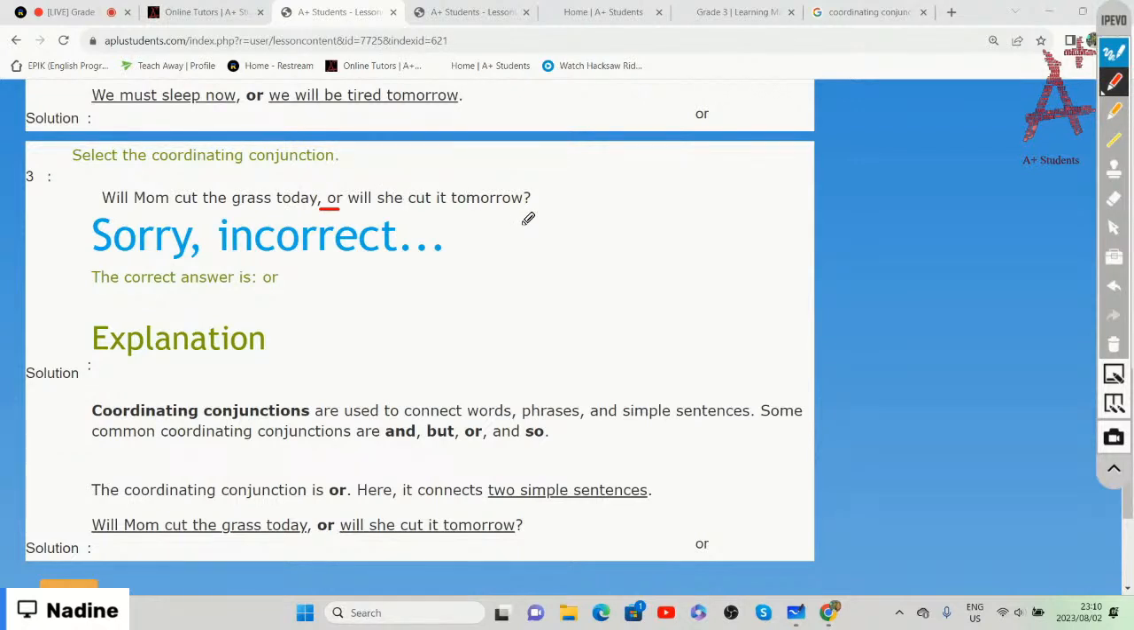Those are the two simple sentences, right? And the coordinating conjunction "or" connects these two simple sentences. If we read the two simple sentences plus that joining word, it goes: Will Mom cut the grass today or will she cut it tomorrow? So that is our sentence with our coordinating conjunction "or" in the middle, which connects the two simple sentences.